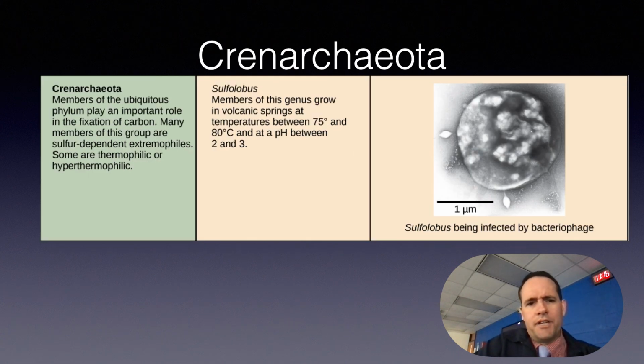Anyways, it's a red pigment, and that lives in salty environments. Here's another one. I won't try to pronounce this one. They play an important role in the fixation of carbon. Okay, some of these are sulfur-dependent extremophiles. Some are thermophilic or hyperthermophilic. So what do we have? Sulfolobus. Members of this genus grow in volcanic springs at temperatures of 75 to 80 degrees Celsius.